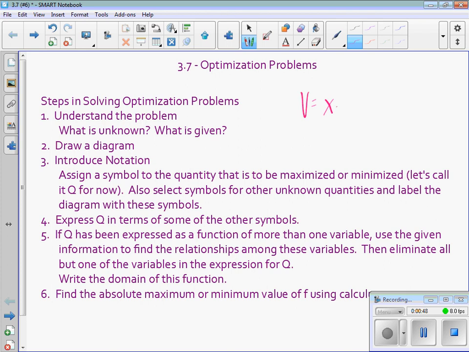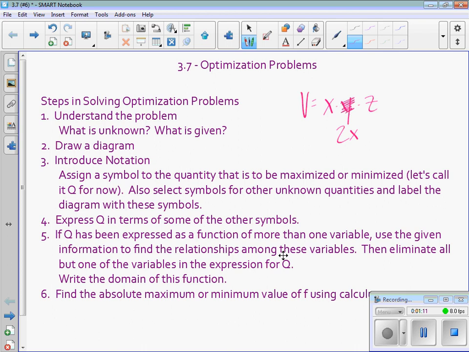And you typically want, let's say your volume is x times y times z. You don't want to have this many variables going on. If you have this many variables going on, you can't really solve it. So maybe you know that y is double what x is. So instead of y, you would put a 2x in that spot. You want to replace as much of the stuff as you can to minimize the number of variables you're dealing with. So that's what 5 says here.